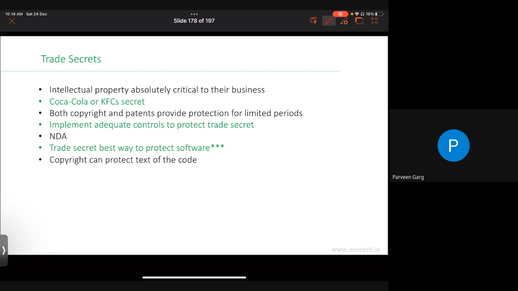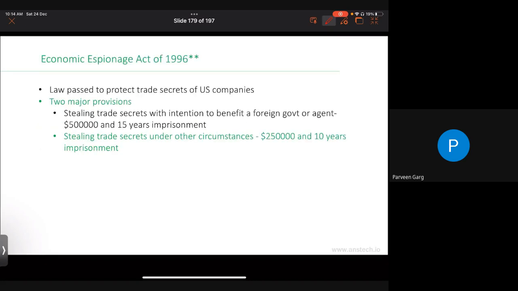So you protect the code with copyright. That's what Cybex says, and trade secret is best way of protecting this. And they say that Microsoft has won a lot of legal battles by using trade secret as a way to protect their software. Okay, from this comes the Economic Espionage Act. This is again an important thing.